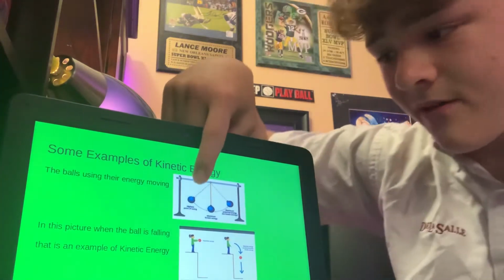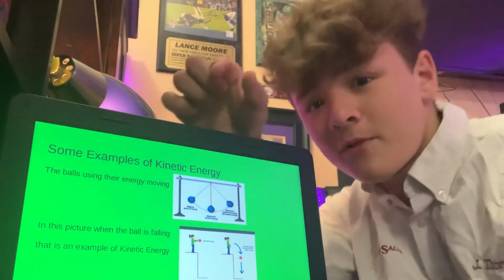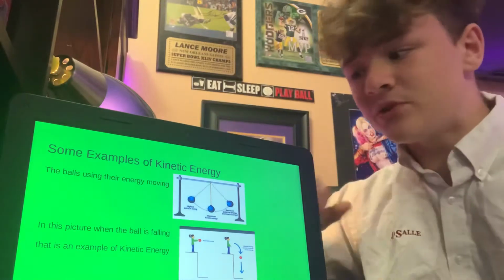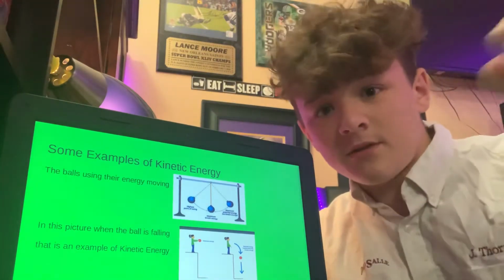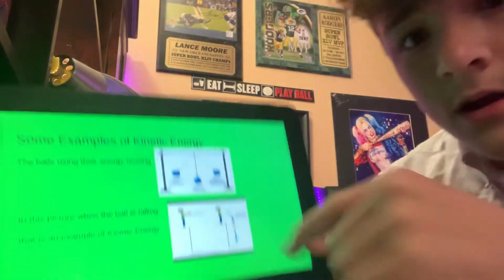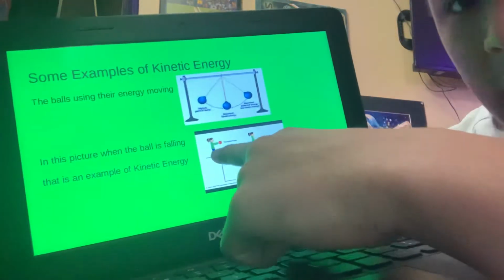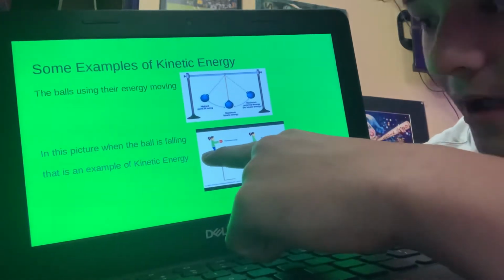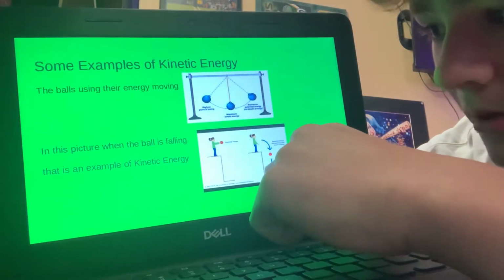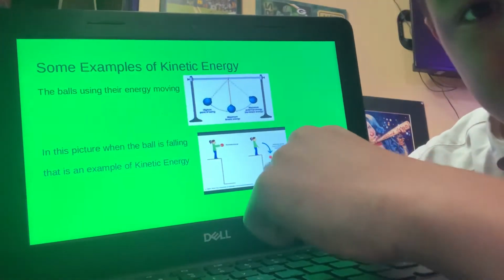So here you have one of those little games that you can win at Dave and Buster's, where you drop the ball and then everything moves and it just constantly moves. That would be an example of kinetic energy when the balls move. And then here, a little closer, as she's holding the ball up right there, this would be potential energy. But as she drops the ball, it turns into kinetic energy, which you can see there.